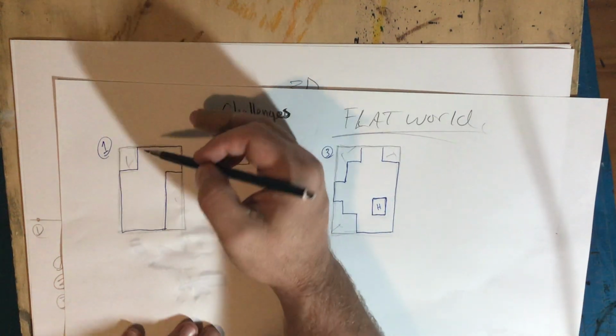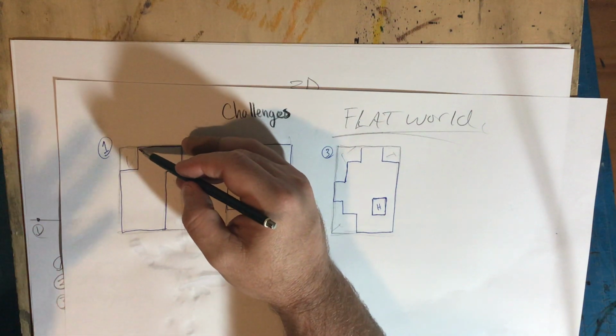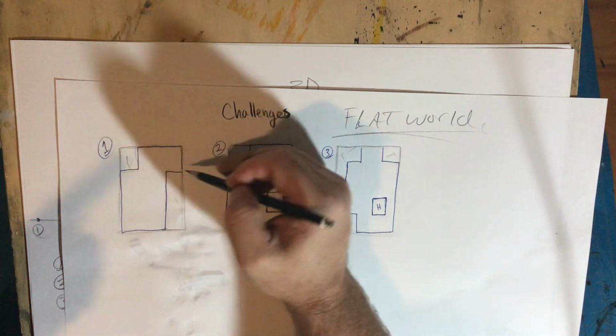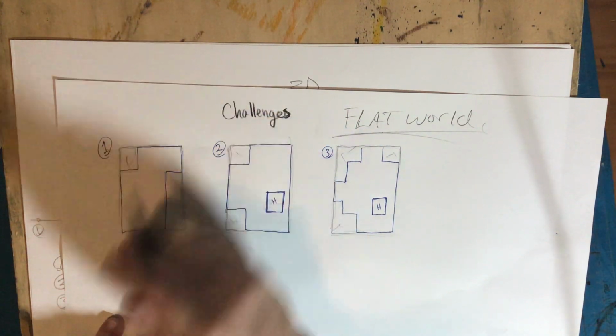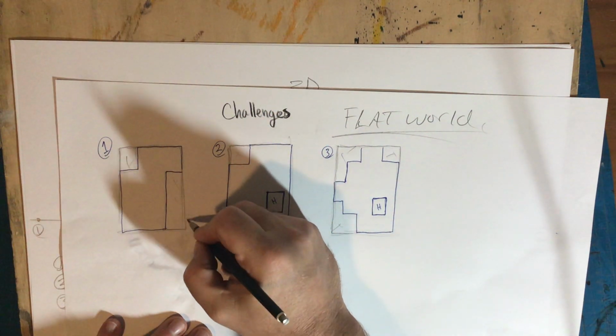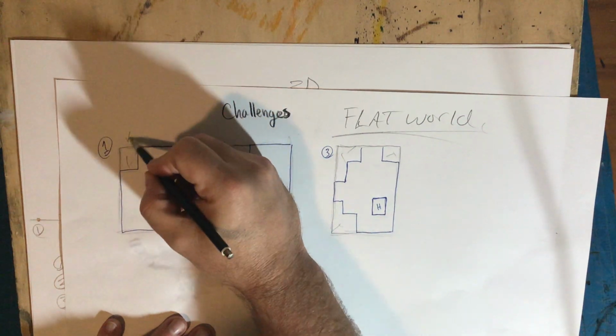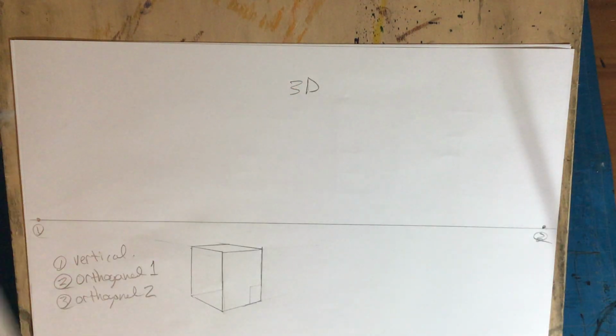So back to flat world. What we want to do with box number 1 is we're going to remove the upper left corner and the lower right 2/3 of the box. Okay, so we're just going to take this piece right here and get rid of it, and we're going to take this piece right here and get rid of it. So that's challenge number 1. So watch this, super easy.